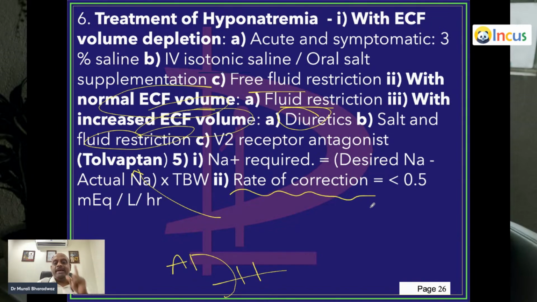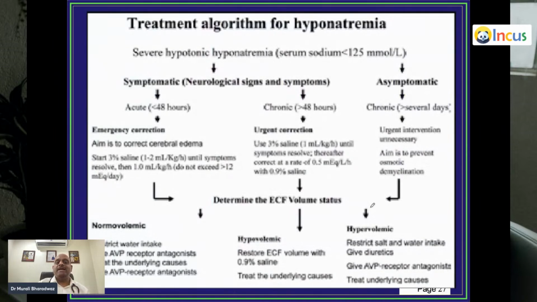Never more than 8 milliequivalents per day is the benchmark. If you rapidly correct the hyponatremia, what is the complication? Central pontine myelinolysis is the complication of a rapid correction of hyponatremia, which is what you need to remember. So this is the treatment algorithm of hyponatremia, which you need to be very sure about, doctor.